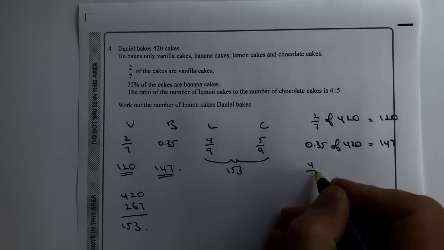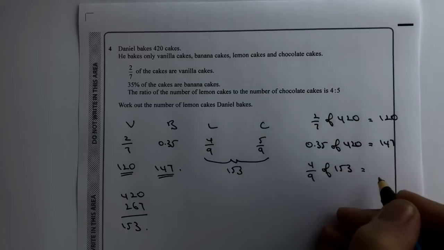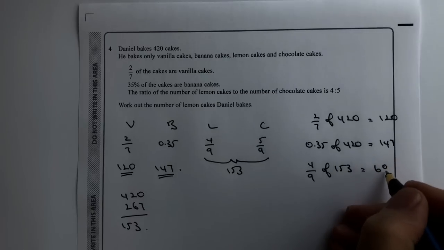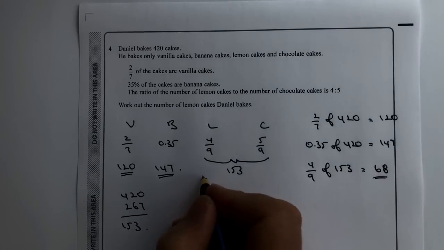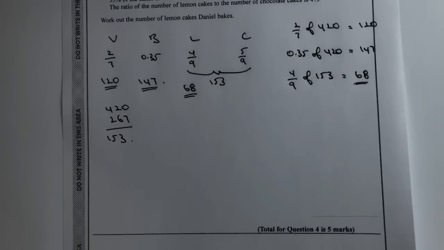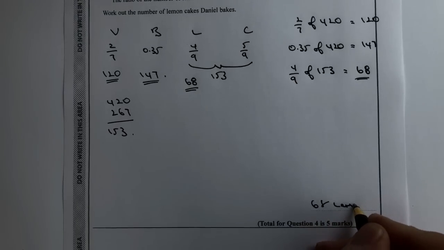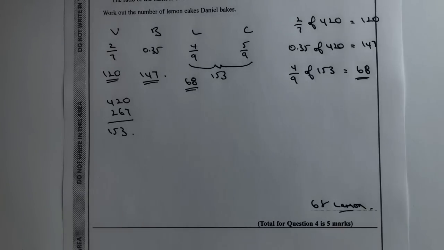So if I work that out to the side, I've got 4 9ths of 153, and that's going to give me an answer of 68. So the answer to this particular question would be 68 lemon cakes. Okay, hope that's all right for you. With those sorts of questions, you do have to be methodical, and also it does pay to read the question through fairly carefully to make sure you understand what it is they're asking you to do.